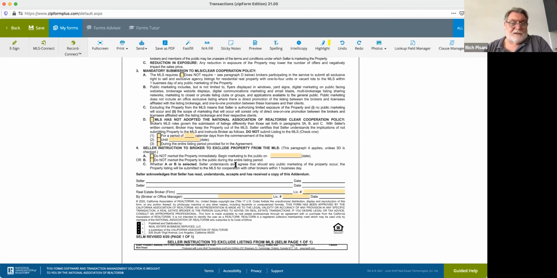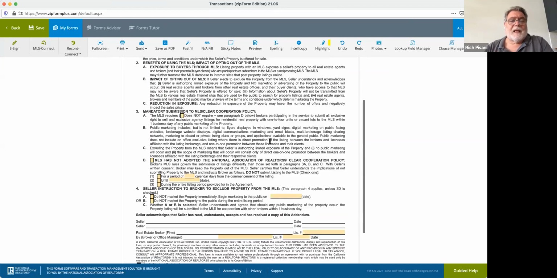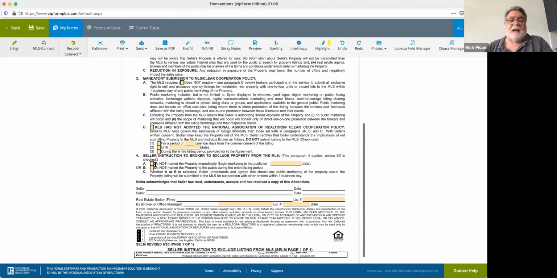So, and then your seller signs this, and you don't sign it. I need to sign it as the broker. The broker needs to know what's excluded. So you send it to me electronically to exclude it from the MLS. So that is really the form that needs to be filled out.